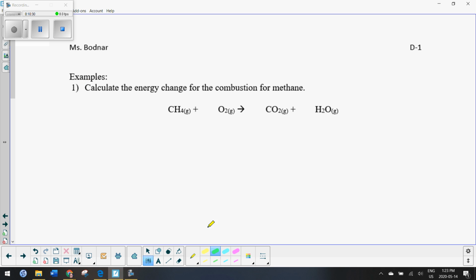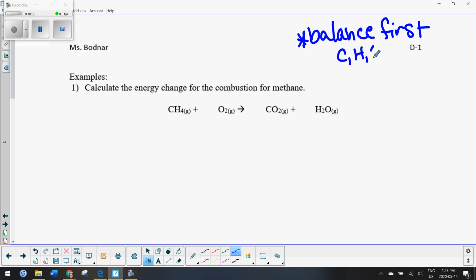Okay, so it says calculate the energy change for the combustion of methane. So here's our reaction. Now the key thing that you need to know is you have to balance first. You cannot do any of these reactions without balancing. So this is bringing back your chemistry. So combustion reactions, you balance C's, H's, then O's. And look back in your chem notes if you forget, or send me a message and I can kind of help you and guide you. Maybe I can find you a video to help balance.